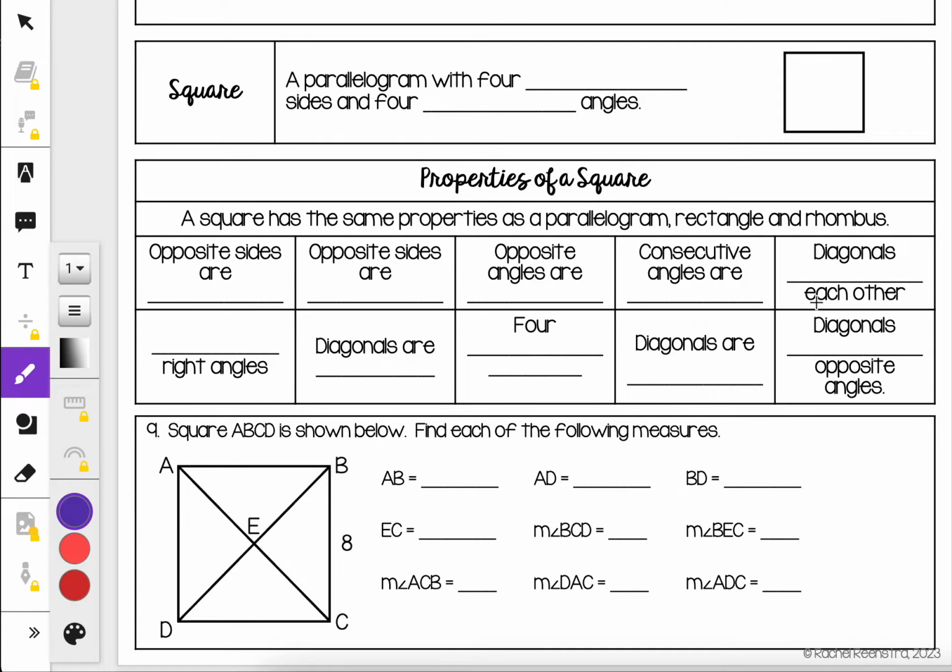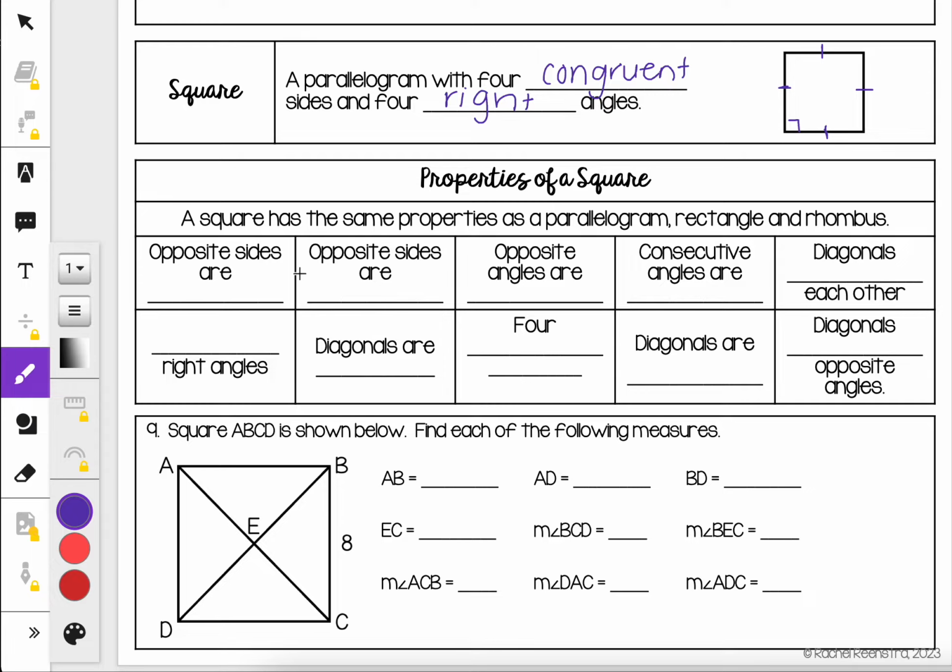Now, our last special parallelogram that we're going to talk about is a square. A square is a parallelogram with 4 congruent sides and 4 right angles. So basically, a square has all of the properties of a rhombus and a rectangle. A square is going to have every single property that we have talked about so far with parallelograms and special parallelograms, because a square is a parallelogram, a rectangle, and a rhombus.